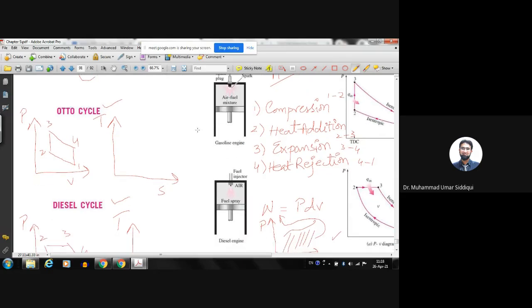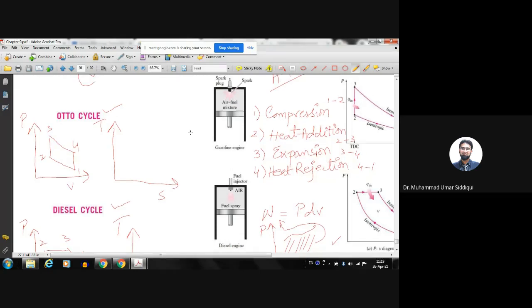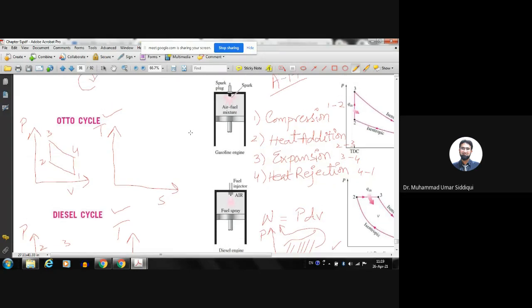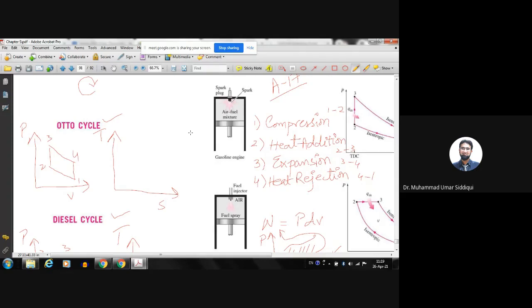Whenever we have compression and expansion, they are considered to be isentropic processes. Whenever we're talking about the ideal cycles, they're considered to be isentropic processes. So whenever it is an isentropic process, the entropy is constant. So we have S constant here, and S constant here, because 1 to 2 is compression, and 3 to 4 is expansion.